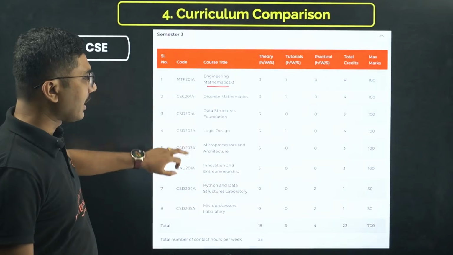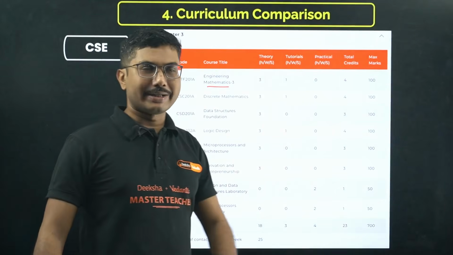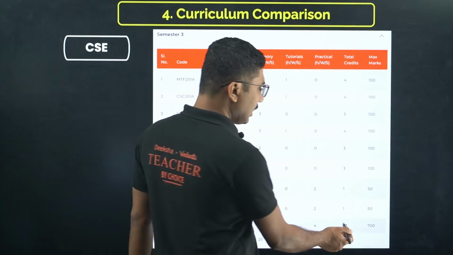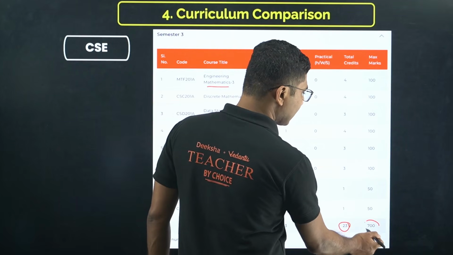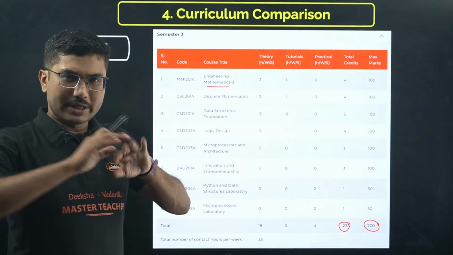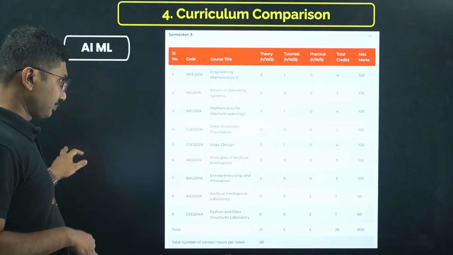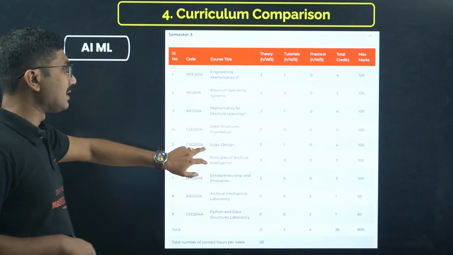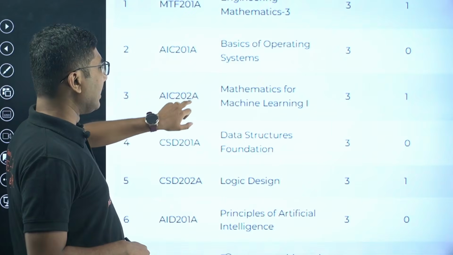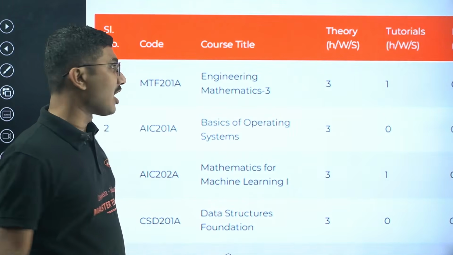Okay, and the credit means the total full exam, that is, here is 23 credits and marks are 700. So that is the maximum marks that you can get at the end of semester 3. If you go into AIML semester 3, the syllabus differs vastly.